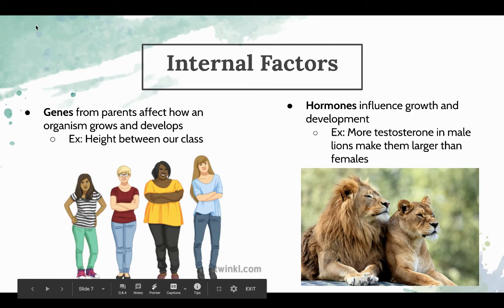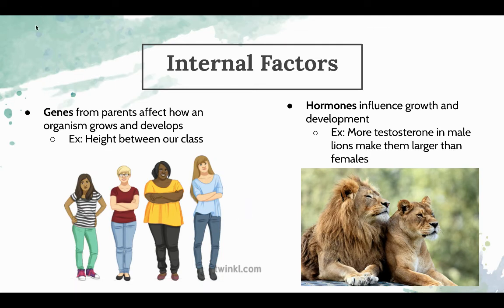Okay. There's also internal factors like we talked about, which is genes and hormones. The genes from parents can affect how an organism grows and develops. So, for example, we all have different genes, and all of us are different heights. So, one person could have a different set of genes that affects their height. So, maybe someone is shorter than me or you. And then hormones also influence the growth and development. For example, there's more testosterone in male lions, which makes them larger than the female lions.